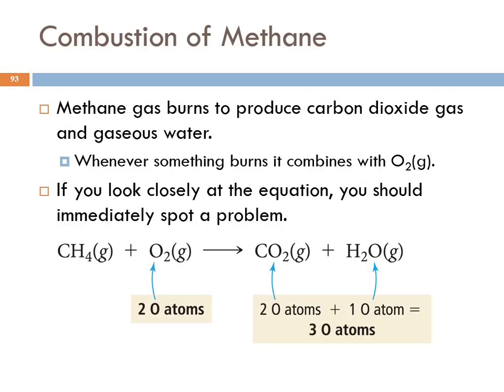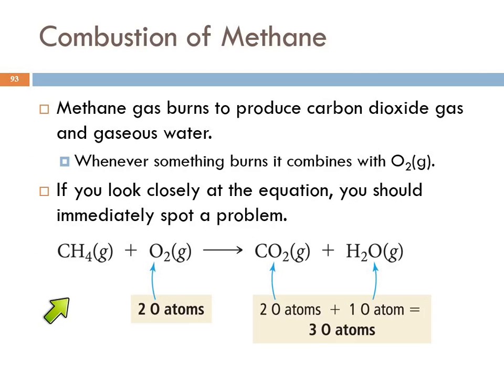So we can write a chemical equation to describe this process. Here we have methane. Its formula is CH4. You're not expected to know that. It's in the gas state. It's reacting with oxygen in the gas state, and it's forming carbon dioxide in the gas state and water in the gas state. And we can get all of this information from this sentence: methane burns to produce carbon dioxide gas and gaseous water.